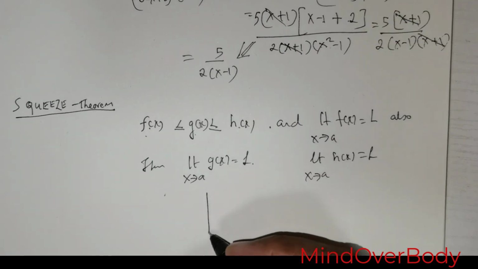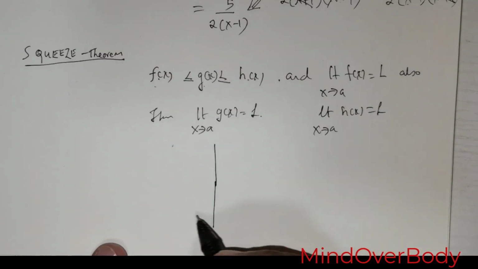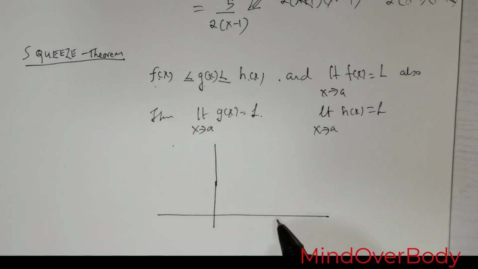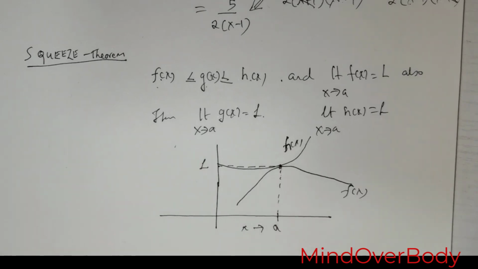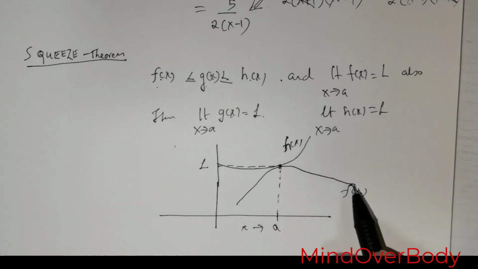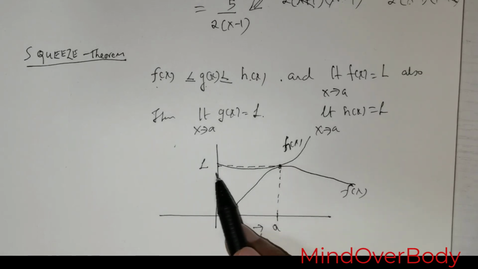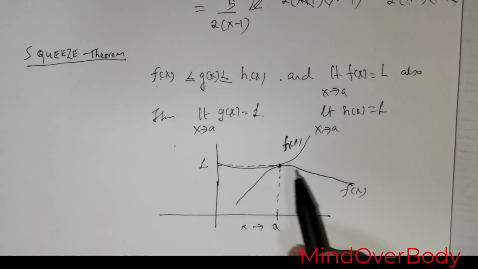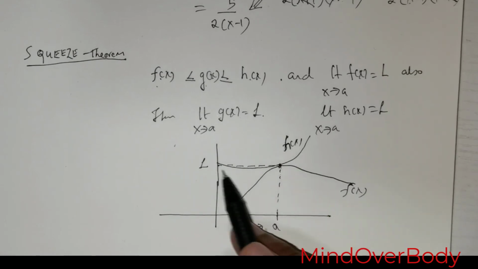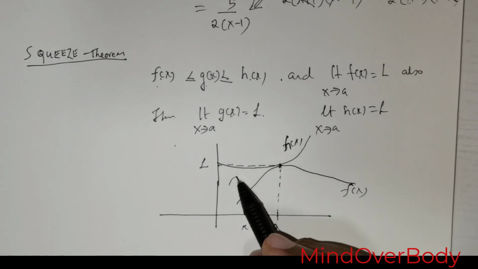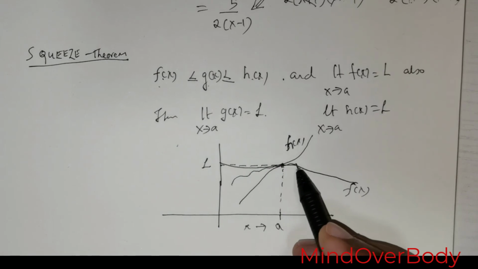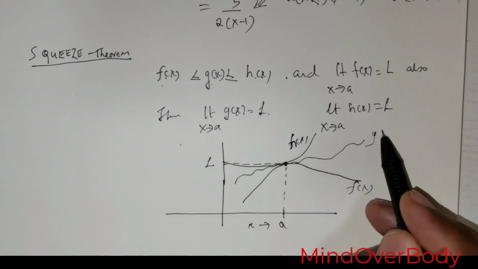Now this could be visualized in the following fashion. So this is the point a. x is moving towards this point a. So we have f(x) and h(x). As x tends to a, f(x) has a limit L, and as x tends to a, h(x) has a limit L. Now g(x) is defined between f(x) and h(x).